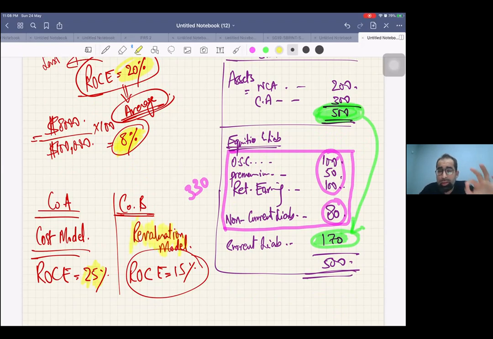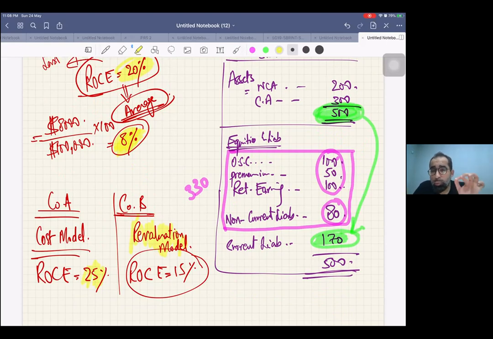In the revaluation model, assets, property, plant and equipment are reported at market value. Now hold on. Let us say 10 years back, I bought a property for 1 million pounds. And now the market value of that property is 5 million pounds.